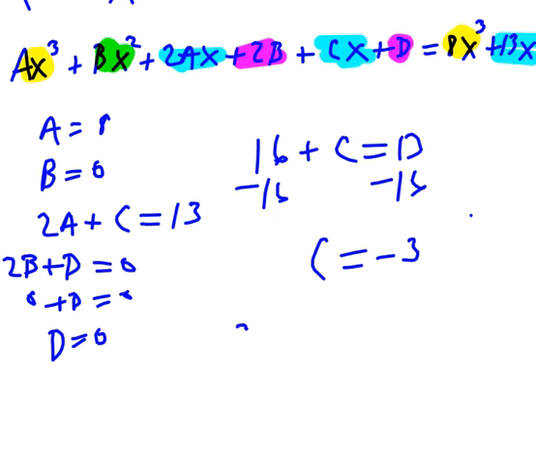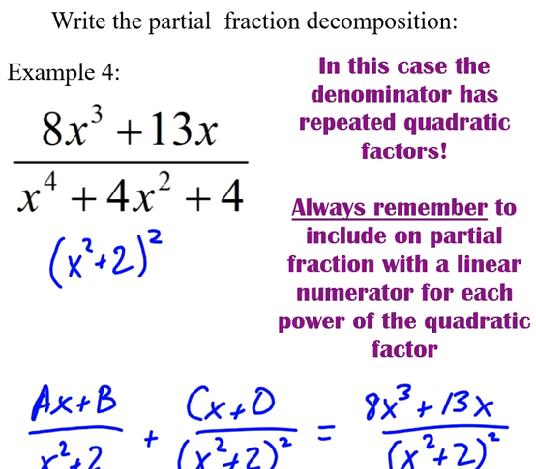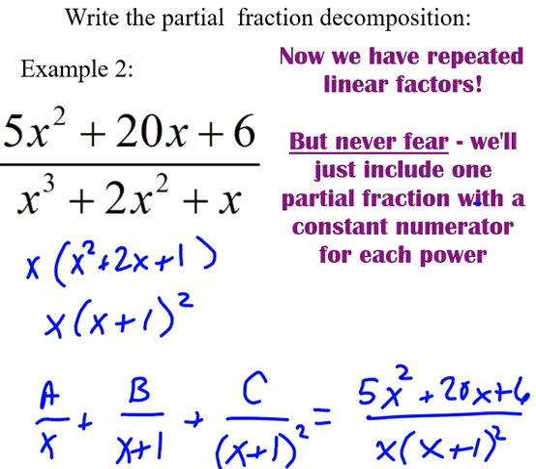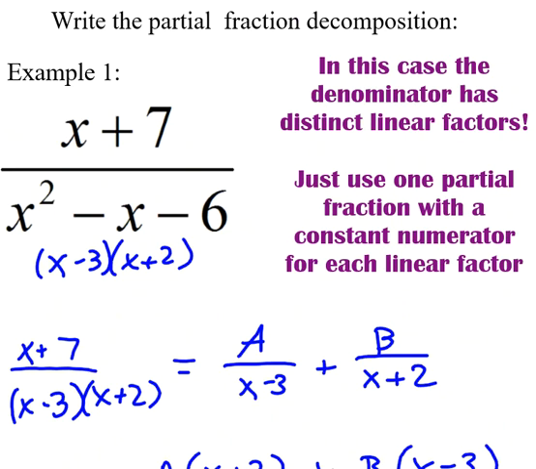So what I end up with is 8x over x squared plus 2 minus 3x over (x squared plus 2) quantity squared. And that concludes the 4 cases for partial fractions. Notice on all of these problems, the power on the numerator is smaller than the power on the denominator. That has not been a coincidence. On all of our examples we've done, we've had a smaller degree on the top than the bottom. We'll talk in class about what to do when the degree is the same or larger. This concludes partial fractions review.